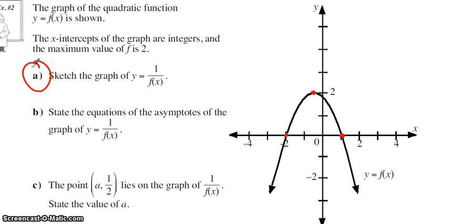Okay, let's sketch it. How do we do it? We follow the 4 steps. The first step is to draw the asymptotes. Give an equation of the line. Easy, just write that. Not too difficult.